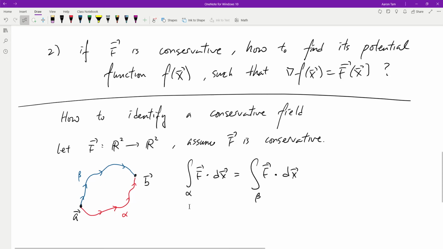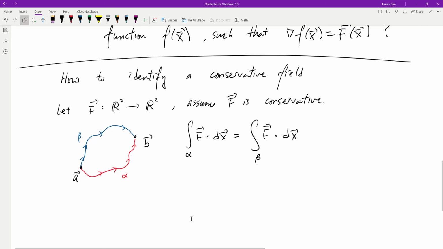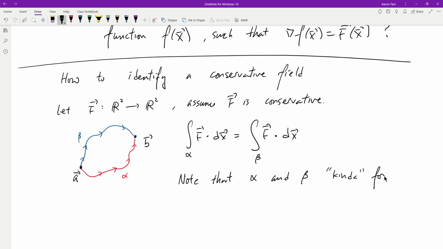And some of you might already notice, if you look at these two paths that go from A to B, they actually form a closed loop. Note that alpha and beta kind of form a closed loop. Well, why did I say kind of? Because they actually don't form a closed loop the way it's written. Why not? Because it doesn't follow the correct orientation.